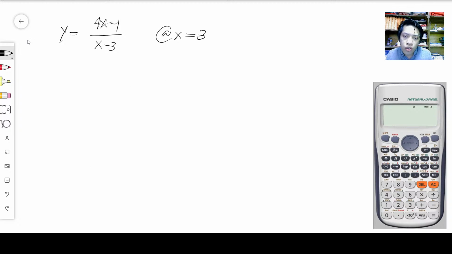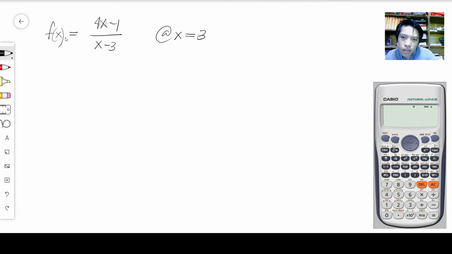Okay, suppose we have this function. By the way, do not be confused ha. Sometimes ginagamit ko y, sometimes ginagamit ko rin f of x. Parehas lang sila. Let us use f of x. F of x is equal to 4x minus 1 all over x minus 3. So we are to discuss the continuity or discontinuity of the function when x is equal to 3.